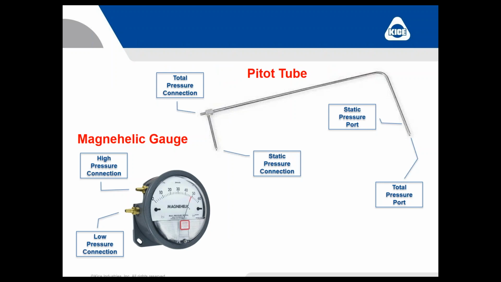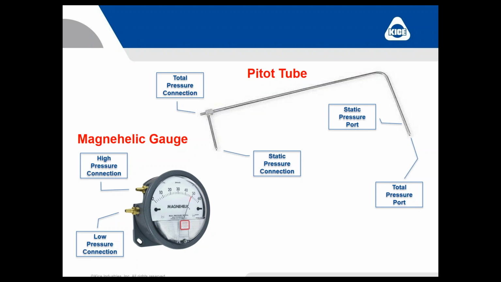Here's a picture of a pitot tube on the upper right. And on the far right, you see the total pressure port. There's a little hole in that pitot tube, and that's where the total pressure is being measured. If you look at a pitot tube along the side, there's a bunch of small holes in the side of it. That's the static pressure port.